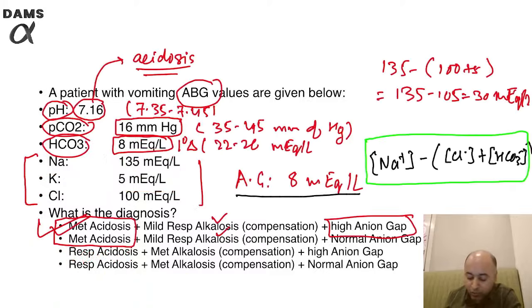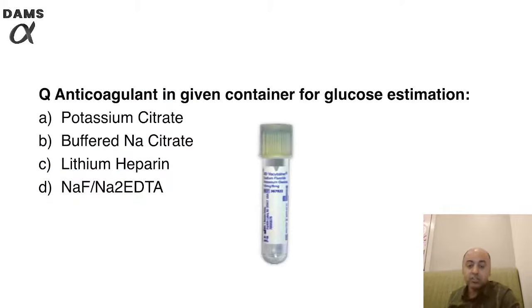Don't forget the normal values, because the normal values will not be provided in the question. You have to know these values. Only then can you identify whether an increase or decrease in the values is happening. Okay, so that's one very important question.